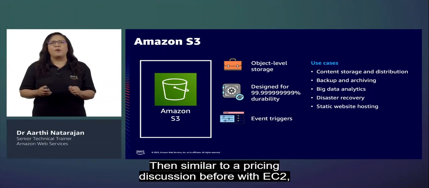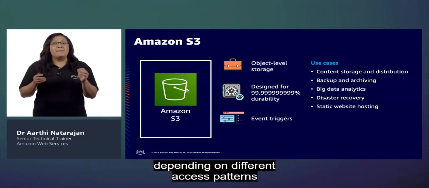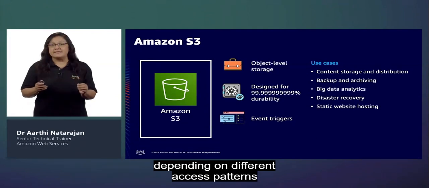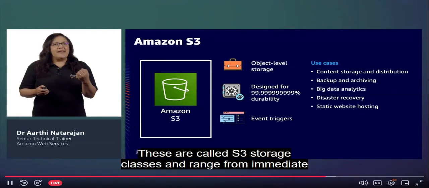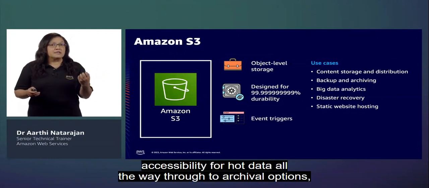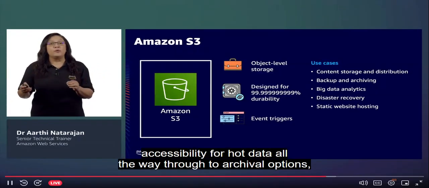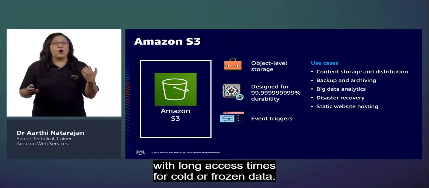Then, similar to a pricing discussion before with EC2, you can also utilize different pricing models for storing your data, depending on different access patterns that you might have for your application. These are called S3 storage classes and range from immediate accessibility for hot data all the way through to archival options with long access times for cold or frozen data.